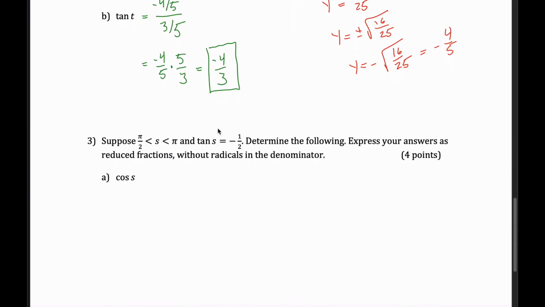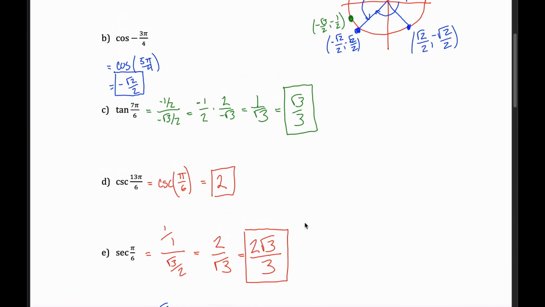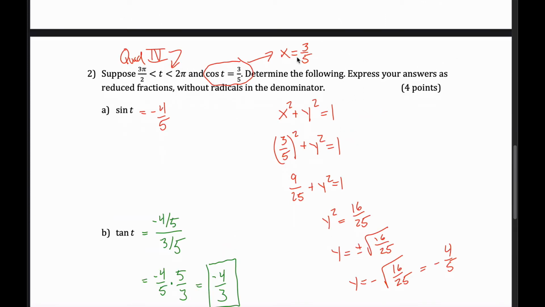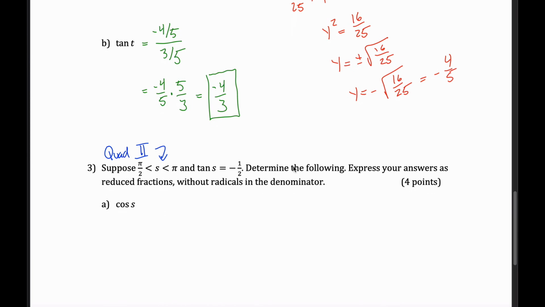Question 3 is really similar to question 2, except now we are in the second quadrant because our angle is between pi over 2 and pi. So it's in between this point and this point. We're talking about over here in our picture. And instead of being told the cosine, the x-coordinate, what we're told is the tangent. The y-coordinate to the x-coordinate is equal to negative 1/2. What we want to figure out is the cosine of this angle.